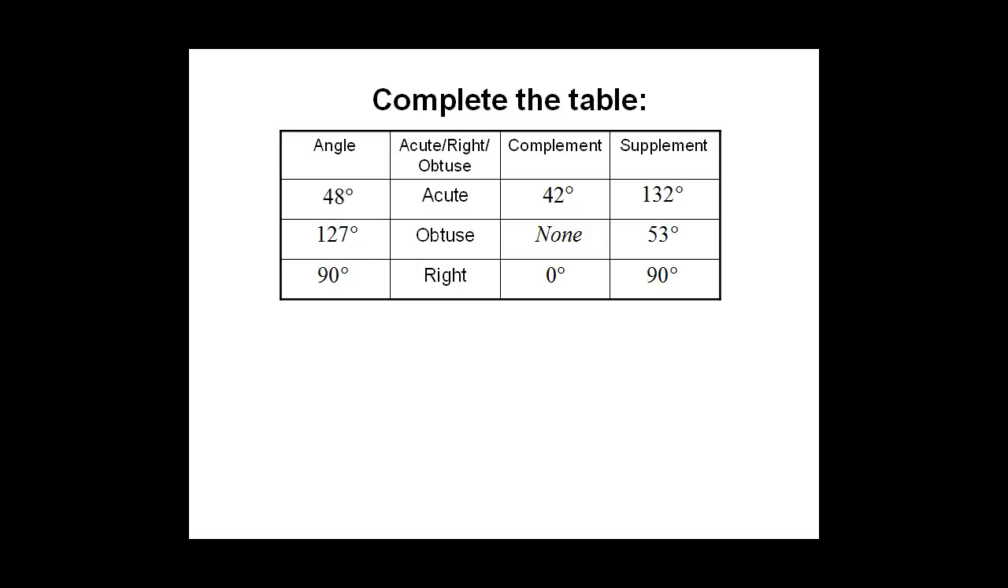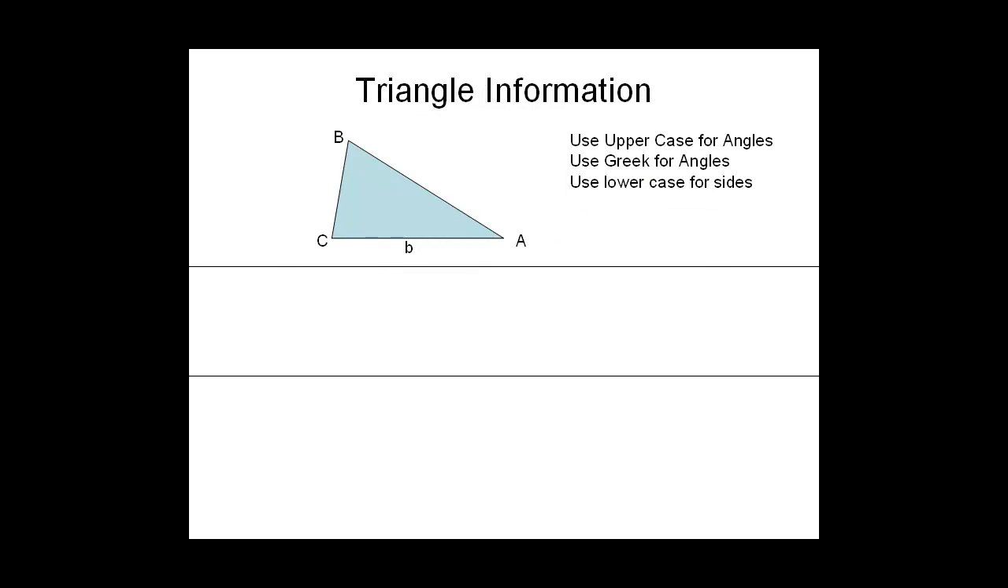Right, 0 and 90. Okay, there are some special situations with triangles. Whenever you're dealing with triangles, we usually put capital letters in the corners and the vertices. We put Greek letters at times in the angles. So you can either use capital letters or Greek letters. And then the sides that correspond to each of the angles are in lowercase.